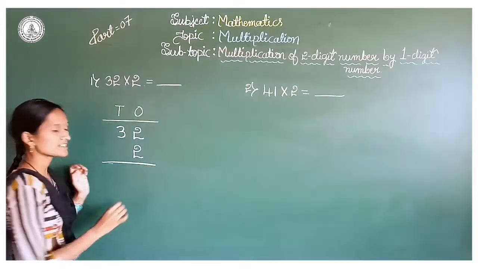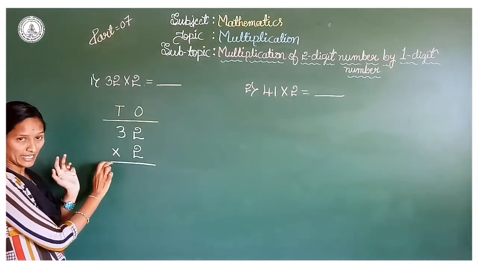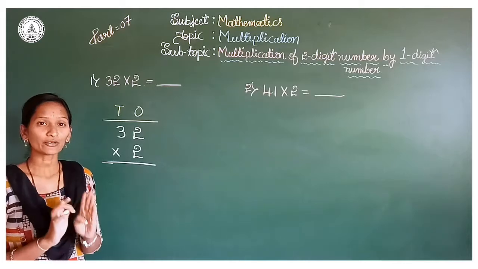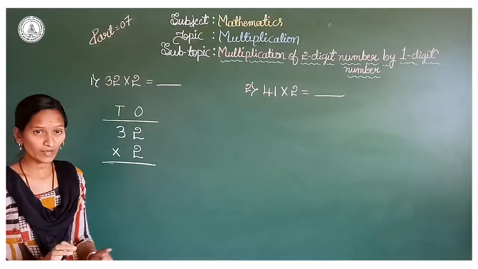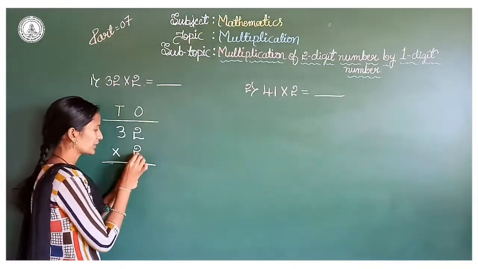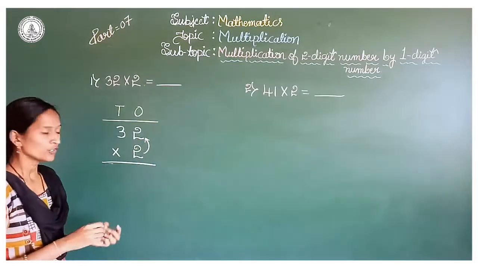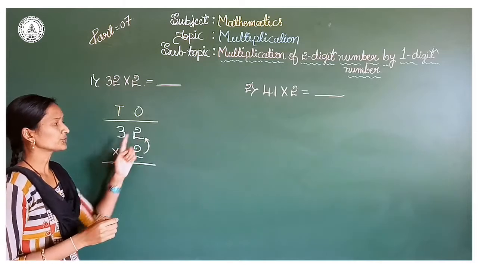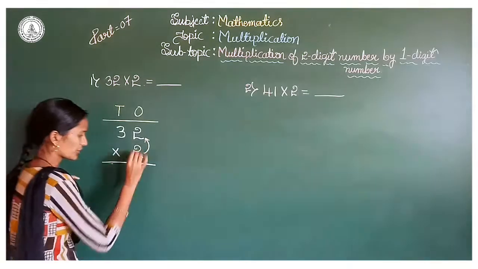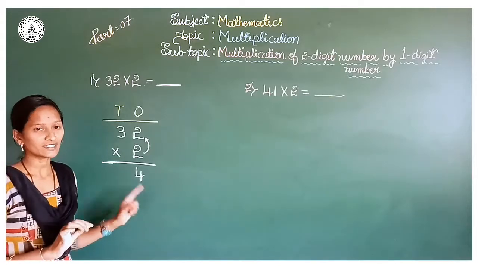Next, place the symbol of multiplication in front of the multiplier. Next, how to solve this problem? First, we have to multiply the number in the ones column by the multiplier. See here, this is the multiplier. So here, 2 into 2. You have to multiply these two numbers. 2 2's are equal to what? 2 2's are equal to 4. So write it down under the column of ones because it is a single-digit number.